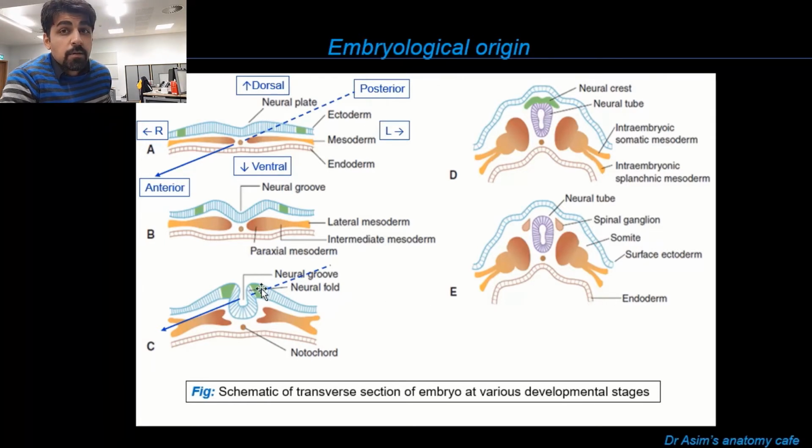Now, some of the surface ectodermal cells thicken out to form what is known as the neural crest. So you can see the neural crest cells over here, color-coded in green.